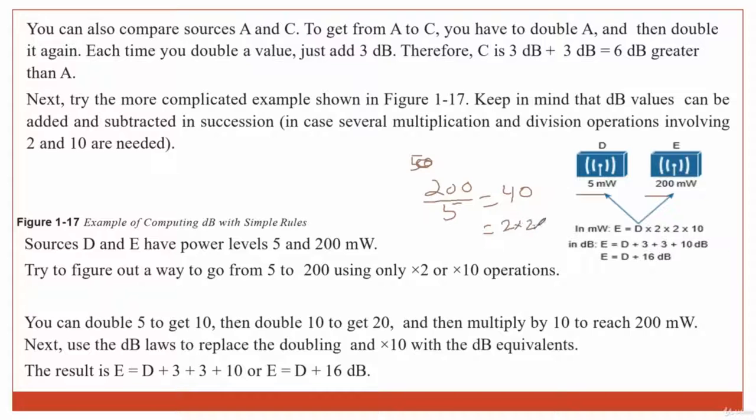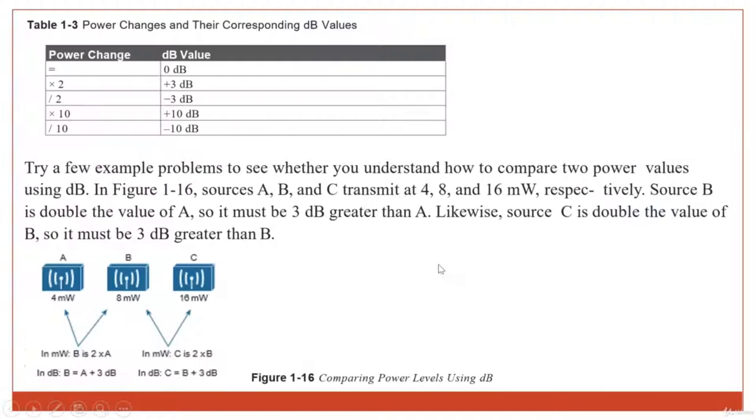Now this 40 will be, and the calculation will be 2 into 2 into 10, correct? So 2 means 3 dB plus 3 dB plus 10 dB, correct? So that means that E equal to 6 plus 10. So E equal to D plus 16 dB. So with a little bit of mathematical calculation, you can check the relative power between two of the transmitters or two of the antennas.